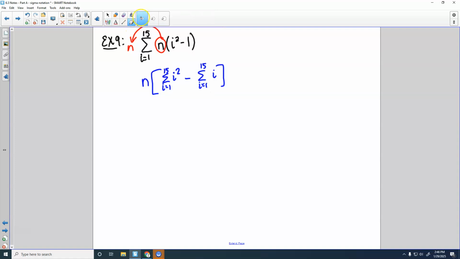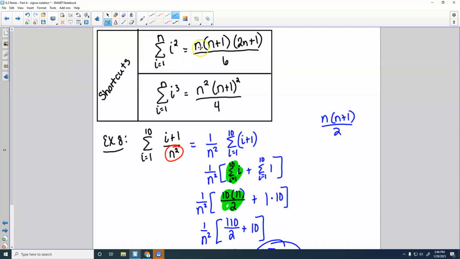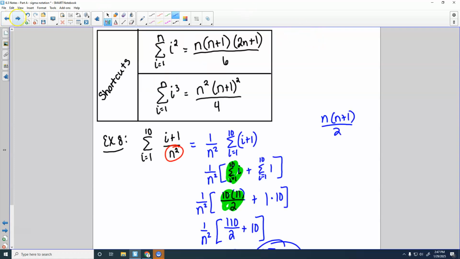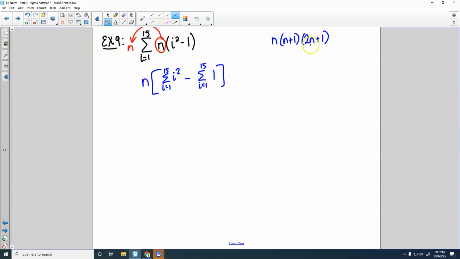I'm sorry, not I. What should be there? 1. Okay, so we can use those shortcut rules, and honestly, I don't even really know them that well. For I squared, it's n times n plus 1 times 2n plus 1 all over 6. So we're doing n times n plus 1 times 2n, was it plus 1 or minus 1? Plus 1. All over 6. This is your I squared rule.